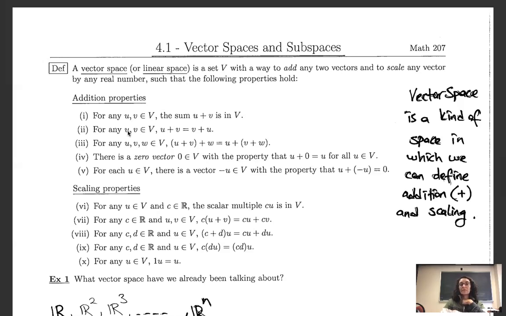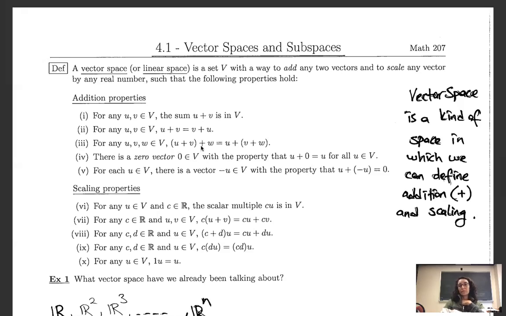And if you take any vectors, their sum should be commutative. You can always change the order. Or if you take three vectors in this set, then putting the parentheses shouldn't change anything. I mean, you can put these parentheses anywhere you want.